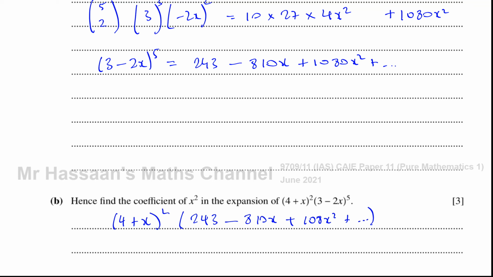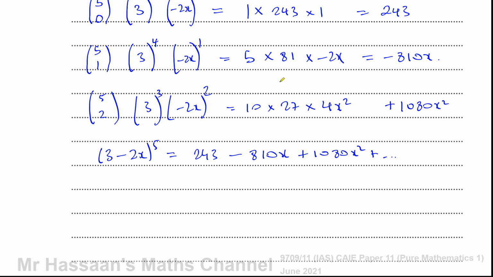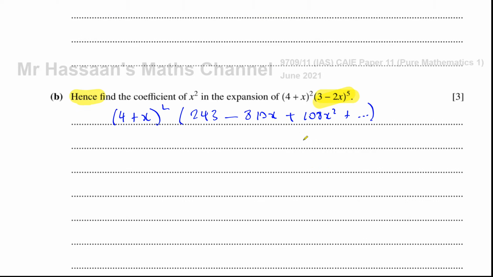It says the word hence. Hence means using what you just did. So whenever you see the word hence, always look to see what the previous question was and look for a link between that and the present question. And you can see the link very immediately that this is the same as what we just expanded. So we can therefore just rewrite this as what we just got there. And we only want to find the coefficient of x squared.